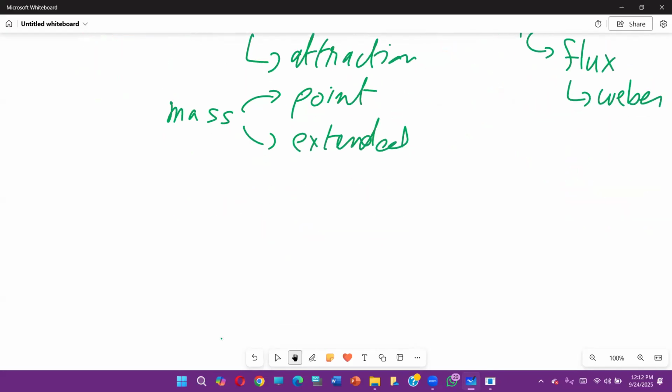Sir, a point mass is symmetrical. Same density. Yes. Sir, an extended mass is non-symmetrical and the density of the gravitational field varies throughout the object. Okay, anyone else? What is a point mass? What is an extended mass?